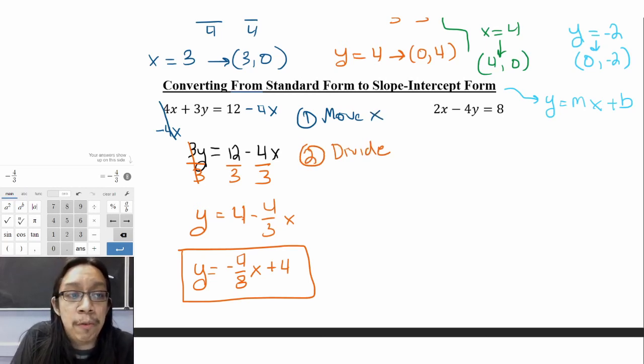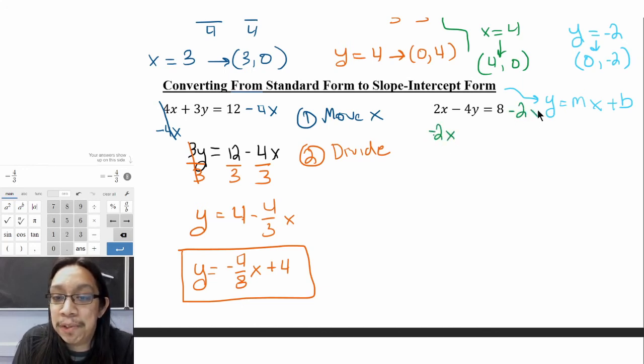So let's go ahead and do it one more time. This time we have the exact same problem we had before. 2x minus 4y is equal to 8. Let's go ahead and recall those two steps. Step 1, we're going to go ahead and move x. So this time again, we're going to subtract 2x from both sides. That crosses out. Remember, do not subtract 8 minus 2 and say that it's 6. They're not like terms. Just leave them alone.